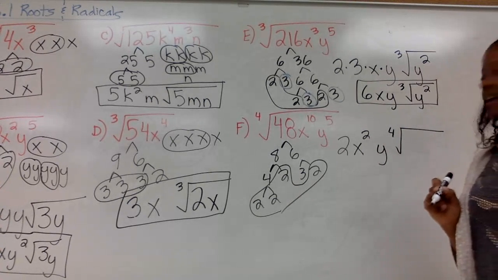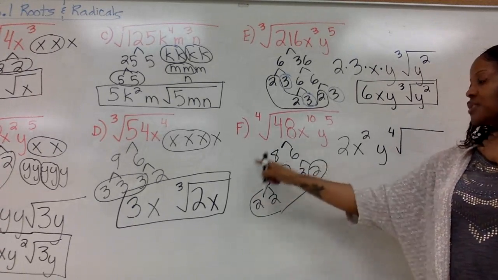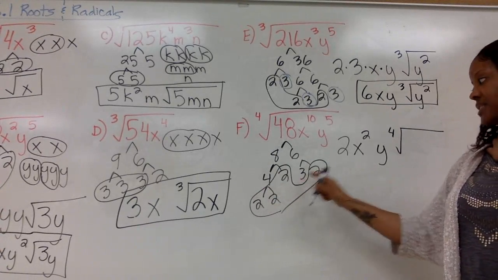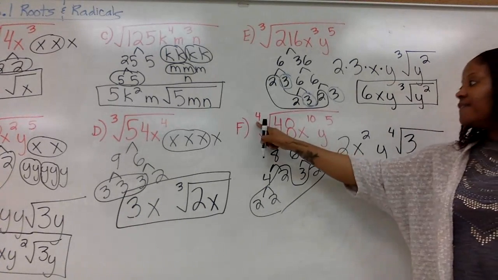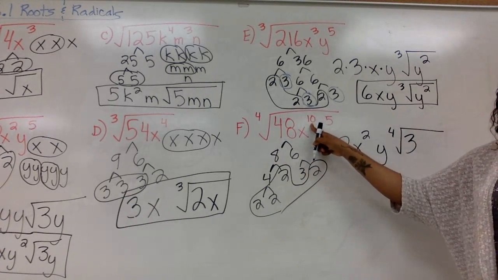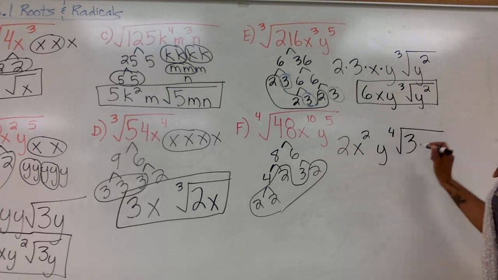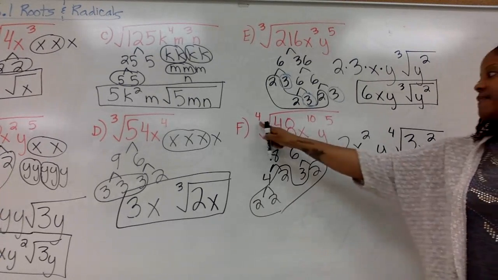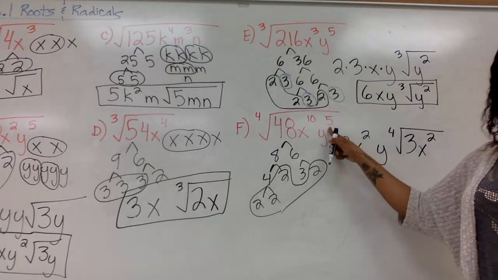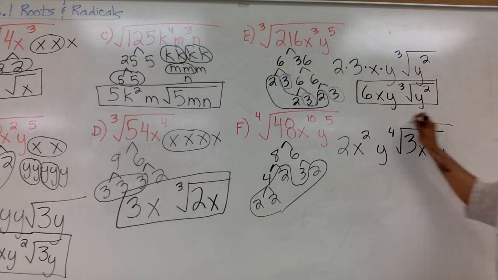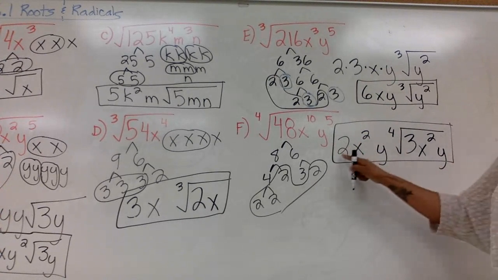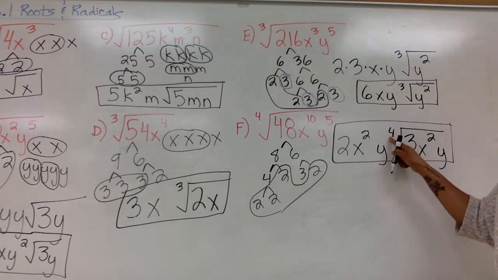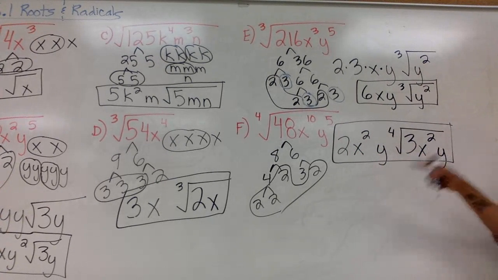Leftovers go on the inside. So if I look over here, I have 1 leftover prime number, and that number is 3. 4 goes into 10 twice, 4 times 2 is 8, and we have a remainder of 2. So 2x squared goes on the inside. 4 goes into 5 once, and I have a remainder of 1. So this is our final answer: 2x squared y times the 4th root of 3x squared y.